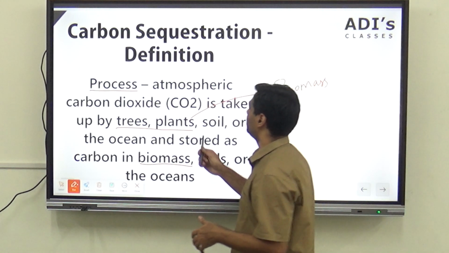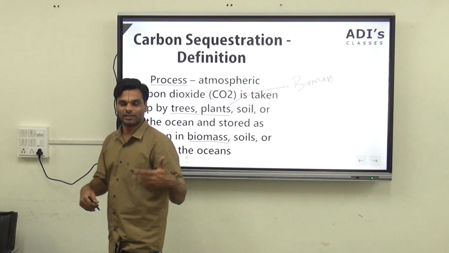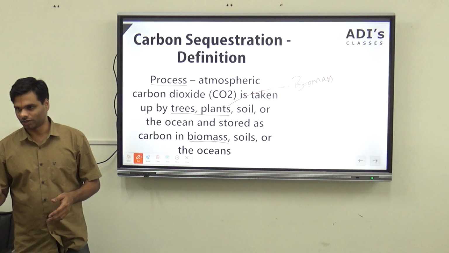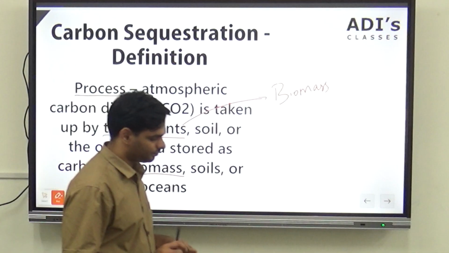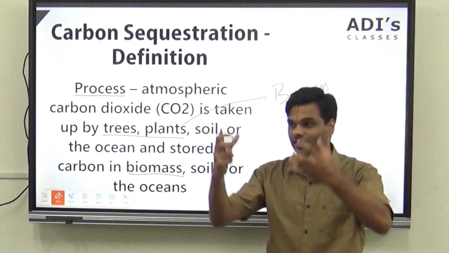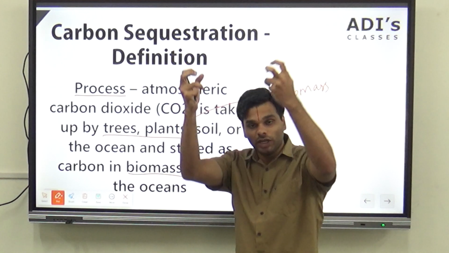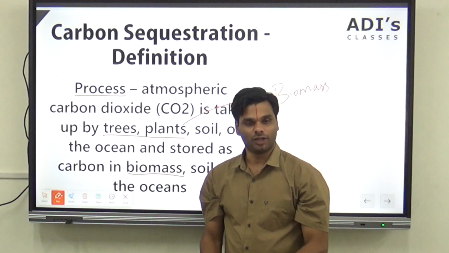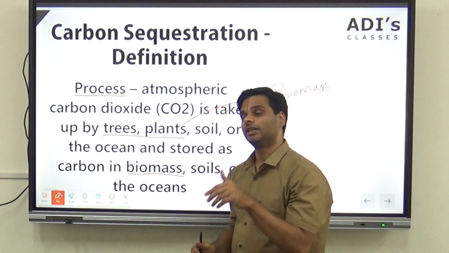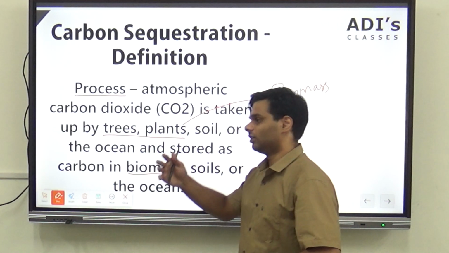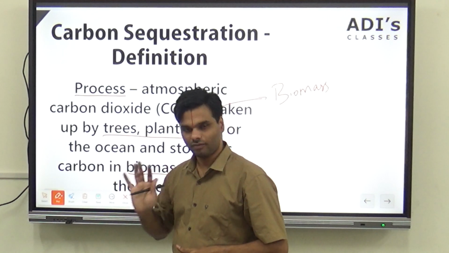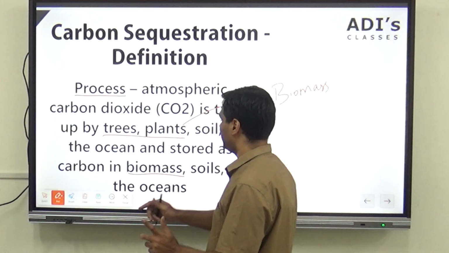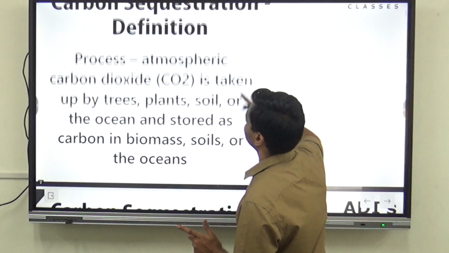Atmospheric carbon dioxide can be taken up by trees and plants. How? They use it up for photosynthesis. So this is carbon sequestration. Sequestration is pulling the carbon from the atmosphere and depositing it into biomass or depositing it to the soil, depositing it in the oceans or water. Clear? Any doubt about this definition? In a moment you will get a doubt now.